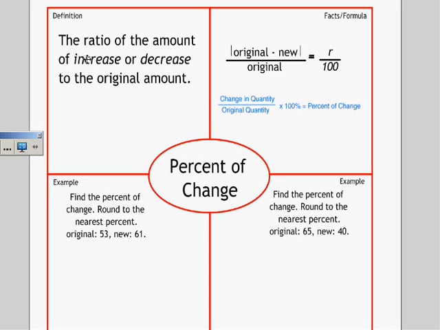That way they can take care of overhead, utilities, rental space, but also things like paying their workers and just making a profit. So the percent of change is the ratio of the amount of increase or decrease to the original amount. We have a formula here that uses absolute value. Remember, these lines indicate absolute value. Absolute value is the distance from zero. So absolute value is always going to be a positive number.